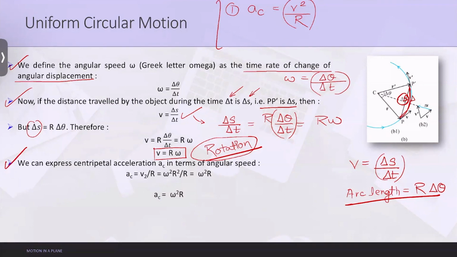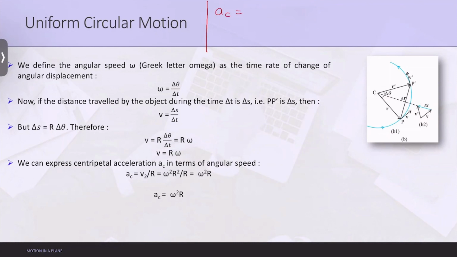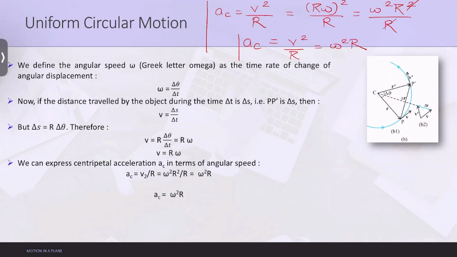Moving on. We can express centripetal acceleration a_c in terms of angular speed. How can we do this? We know a_c is nothing but equal to v square upon r. In place of v, we can write r omega, whole squared, upon r. So this is nothing but equal to omega square r square upon r. The r's get cancelled. Therefore, we get a_c is equal to v square upon r, which is equal to omega square r. So that's how we can finally derive this.